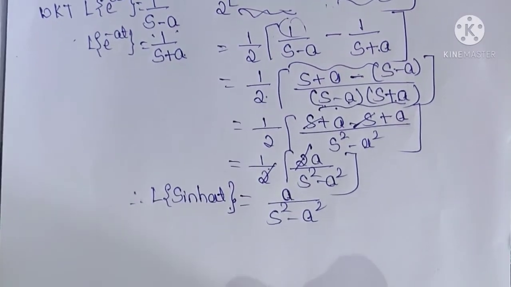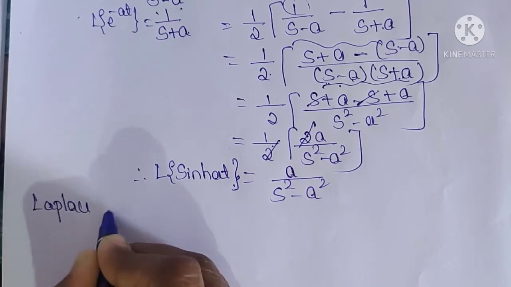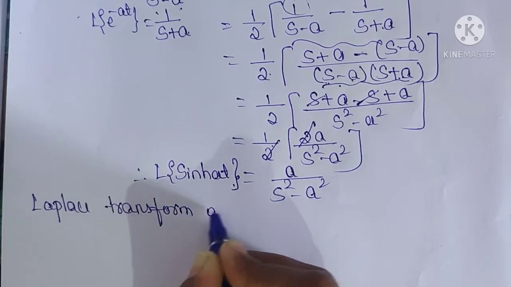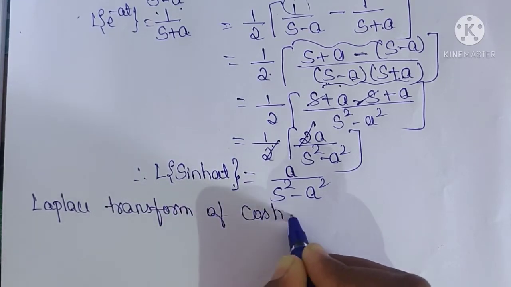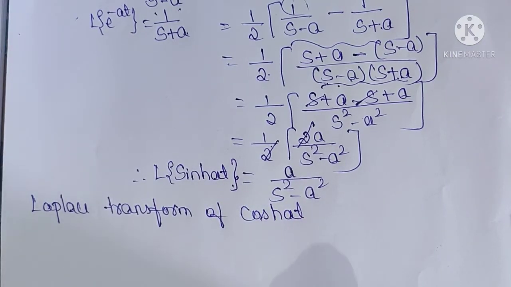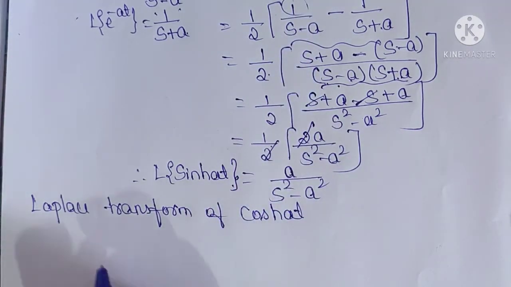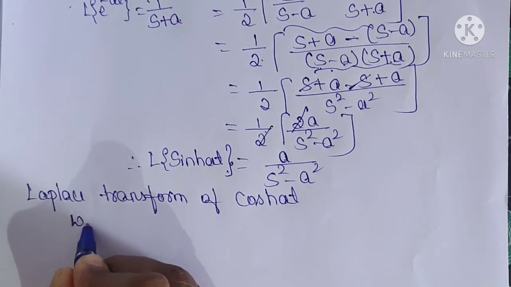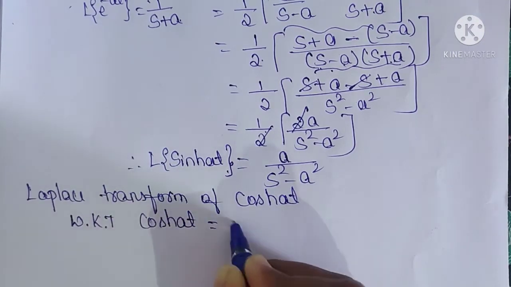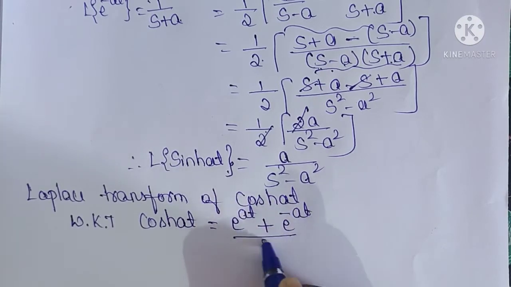Similarly, I am doing it for cosh(at). Laplace transform of cosh(at). See, this problem I have also already solved in the previous session, that is the direct method. By using this method, the cosh(at) value also we can find. That is, we know that cosh(at) is (e^(at) plus e^(-at)) divided by 2.